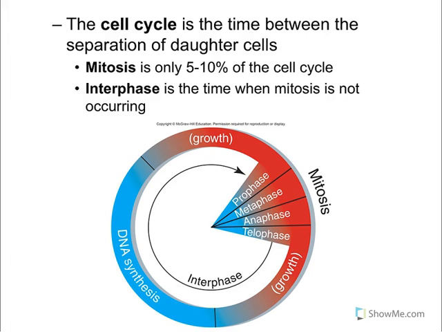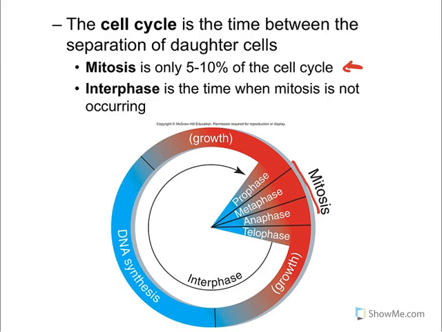So the cell cycle for mitosis, what we see here, is the time between that separation. So the time that we take from that original cell into those daughter cells, the parent to the daughter. Mitosis is a really small part of that. Mitosis is only 5 to 10% of that cell life cycle, so it's a really small part. Interphase is most of it. That's 95%. So that's when mitosis is not occurring.